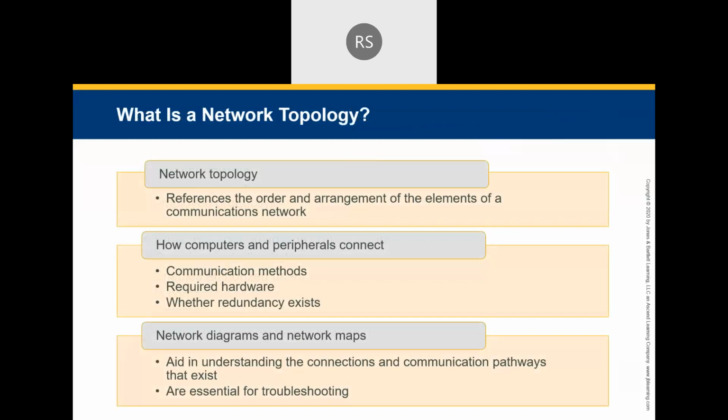The required hardware is the stuff that you actually need for the digital communications. These are things such as your cables, routers, switches, and also redundancy. That's like a backup plan: if one route goes down in the network, do you have an alternate route? Also, the network diagrams and network maps help in understanding those connections and the pathways that exist in your network. That's something that's going to be essential for troubleshooting.